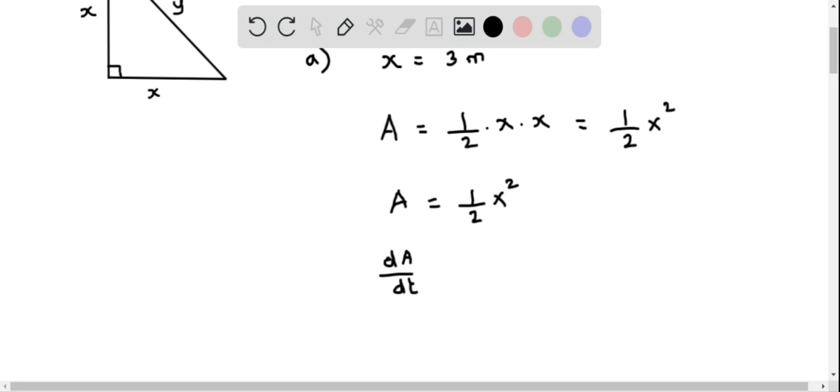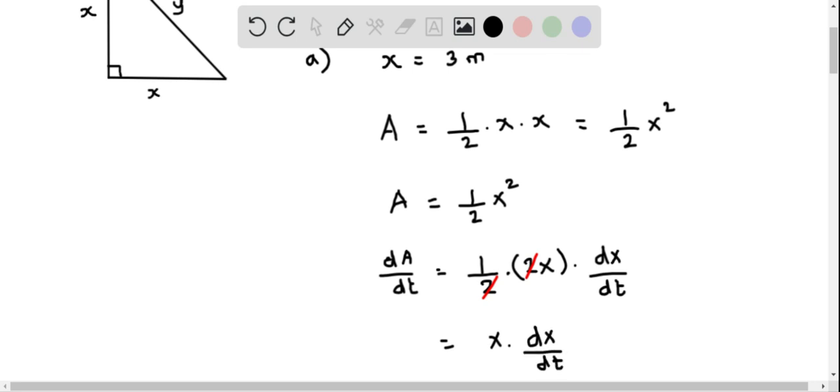So let's differentiate both sides with respect to t, and when we do that we get dA over dt, which is the rate at which the area changes, and this equals half times the derivative of x squared with respect to time. Using the power rule, the derivative of x squared is 2x, and then using the chain rule, we differentiate x with respect to time, which is dx over dt. Now let's substitute the values. Before that, we can cancel this 2 and simplify. So here we have x times dx over dt.